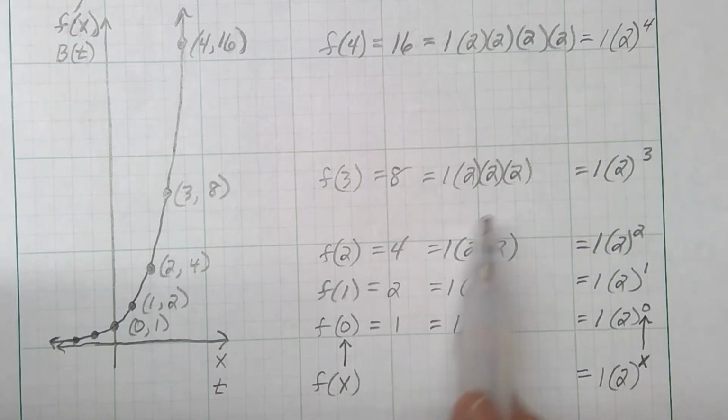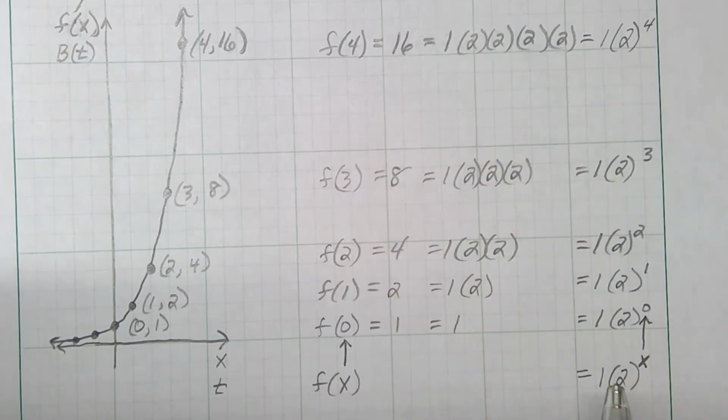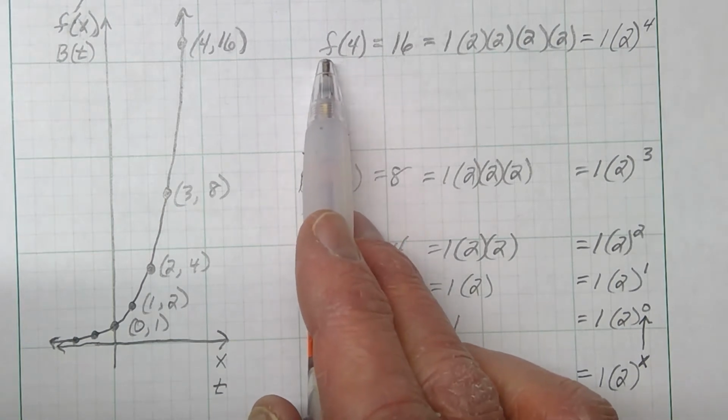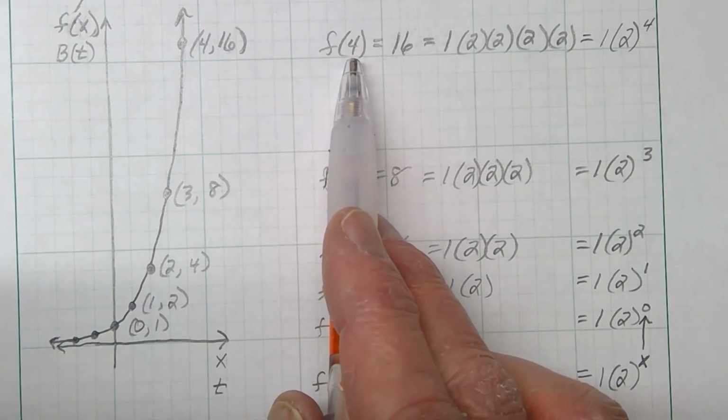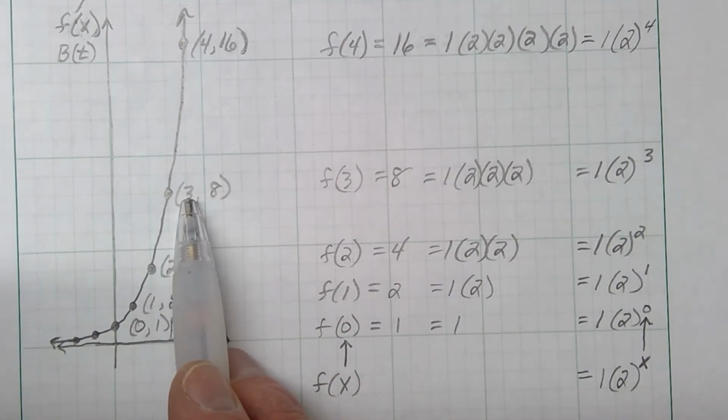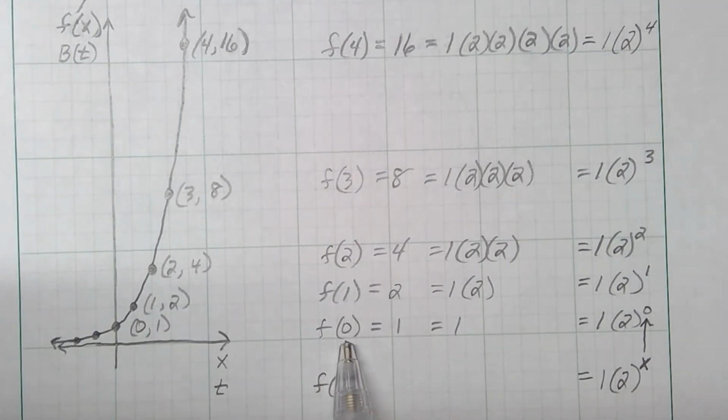Now let's go ahead and use this information here to write a formula. So f of whatever the x number is, might be 4, might be 3, might be 2, might be 1, might be 0.